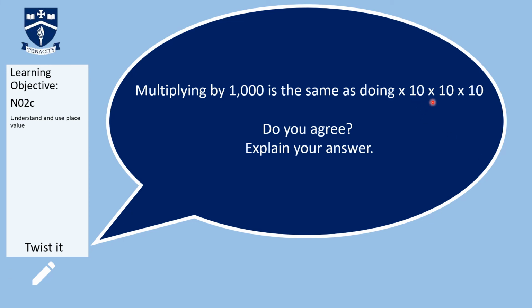Well, 10 times 10 is 100. 100 times 10 is 1,000. So multiplying by 1,000 is actually the same as timesing by 10, timesing by 10, and timesing by 10. Sometimes it's quite handy to split a calculation down like this. You'll find it very useful when you're working with units of measure.